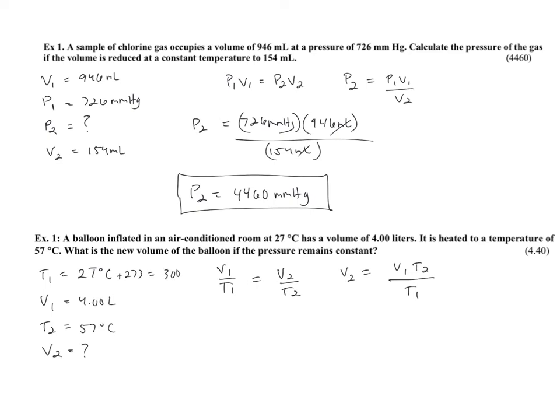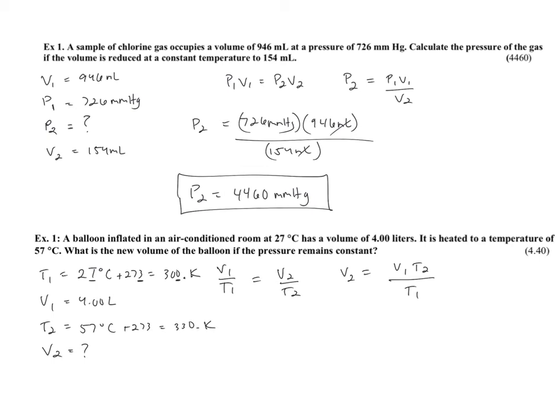The sig fig rules here: it's the ones place. So this ones place is significant, meaning we put a dot there representing that all three of those numbers in the 300 are significant. 57 degrees Celsius plus 273, that's going to be 330. And the same sig fig rules there.